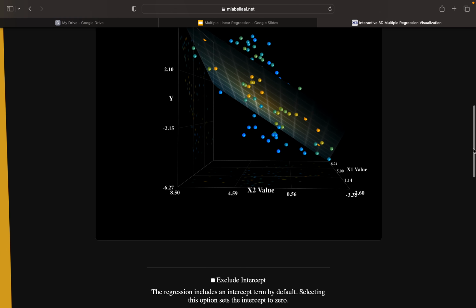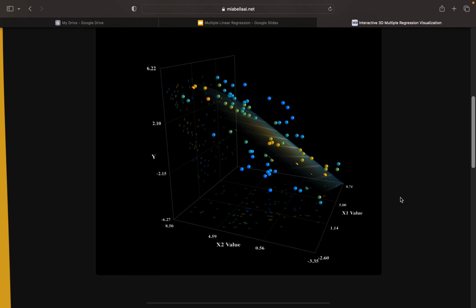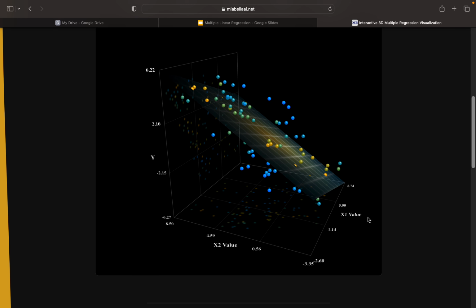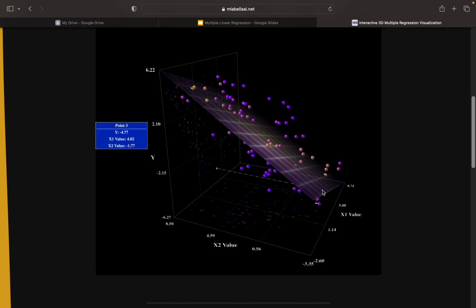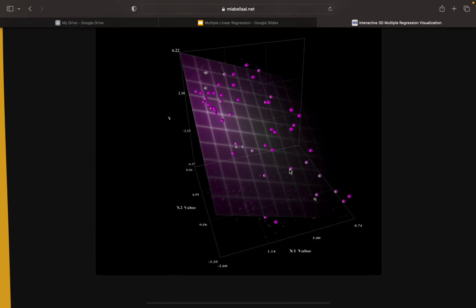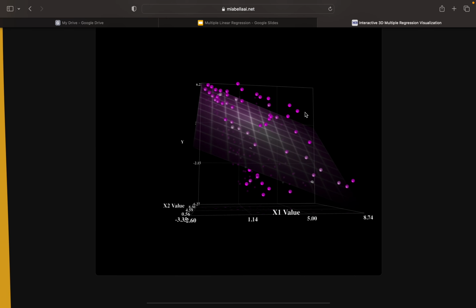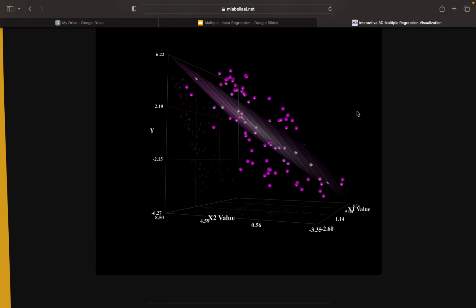So consider this example. Here is a 3D representation of it. Here we have x1 and x2, and we will have y values here. So this is actually a plane. I believe everybody can see this. This is not a simple line. This is a plane.